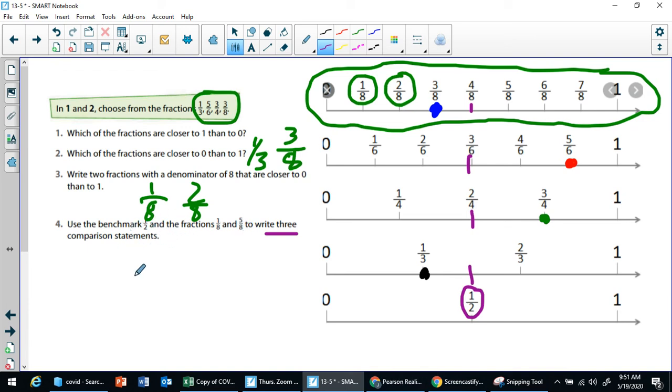So you're going to use those fractions to write three comparison statements using 1/8, 5/8, and a half. For example, I might say 1/8 is less than 5/8. Okay? I know that because here would be the halfway mark. Here's 1/8, there's 5/8. And there's many other ways that you can do this. This is just one example to get you started.